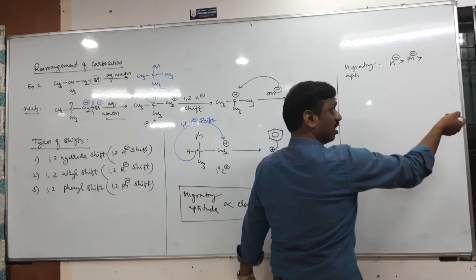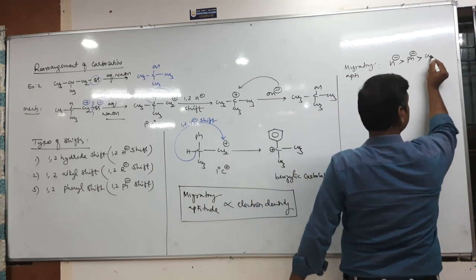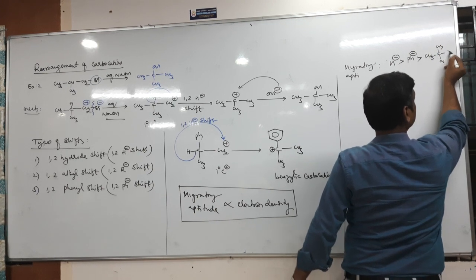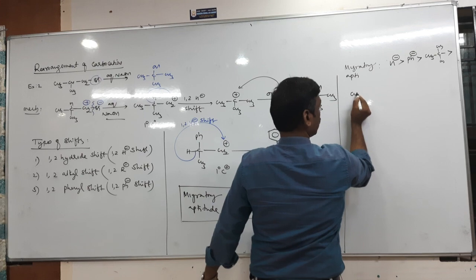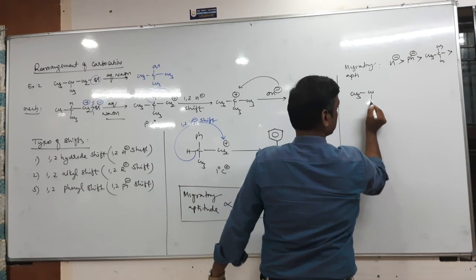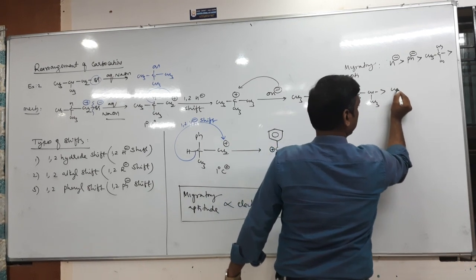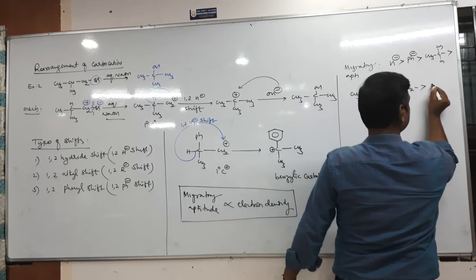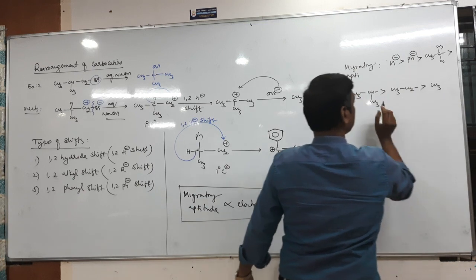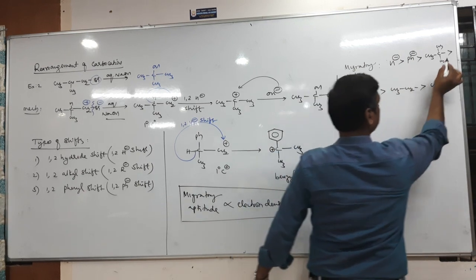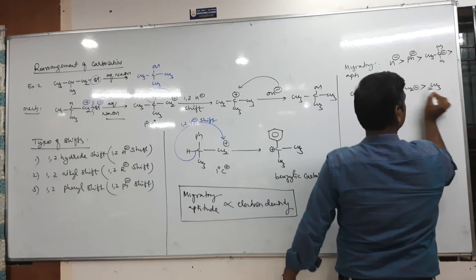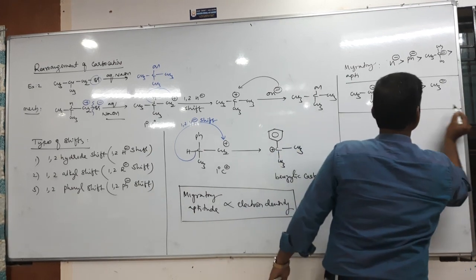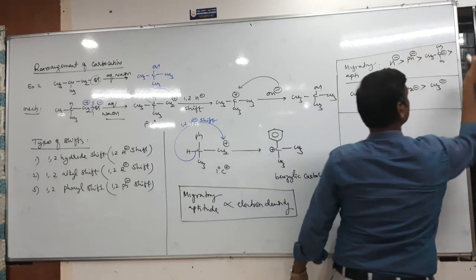Then next is alkyl. In alkyl, if you take different groups, tertiary alkyl is more. Next is secondary alkyl group. Next is primary alkyl group, and next is the methyl group. Okay, these all carry the negative charge. This is the migratory aptitude of the different groups.